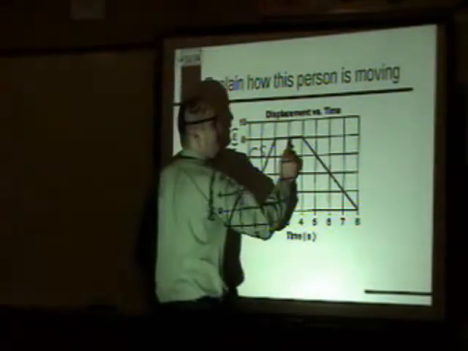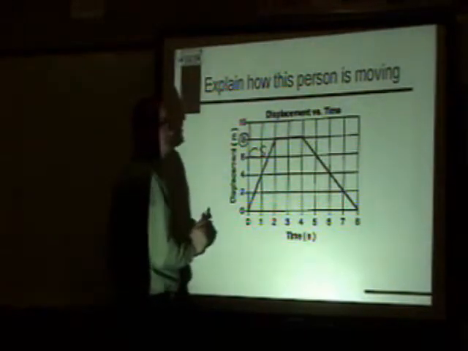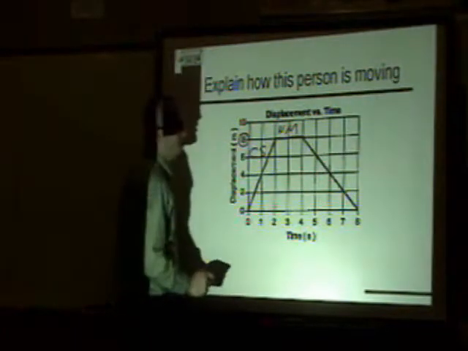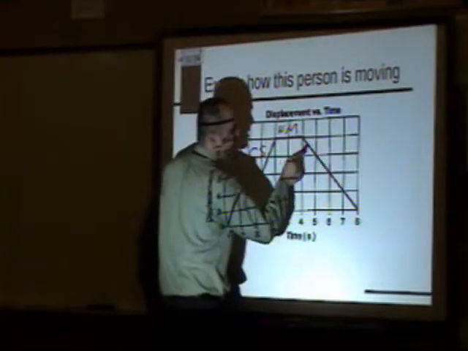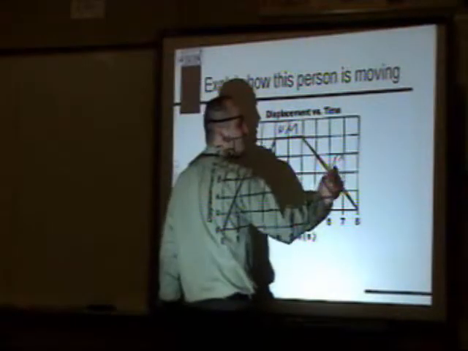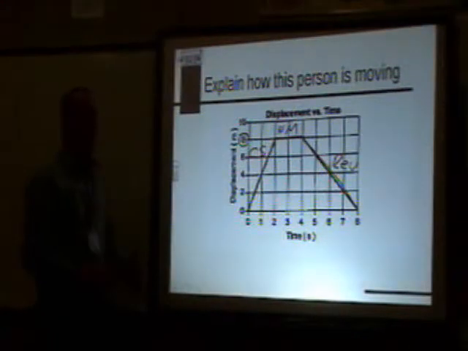Now, how about here? Distance remained at 8 at all times. So right here, he wasn't moving. No motion. And then down here, he decided he wanted to go back to where he started. So he's moving in reverse. Okay, or backwards. Easy.